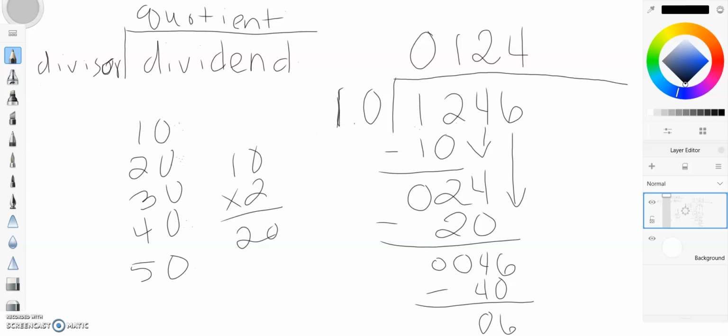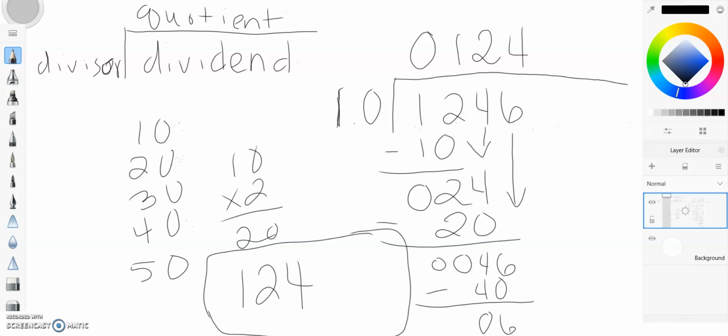So can we keep going? Well, 10 cannot go into 6. We don't have any numbers over here to bring down with our 6, so that means we have a remainder. So our quotient, which is the top number right here, the answer we got, is 124.